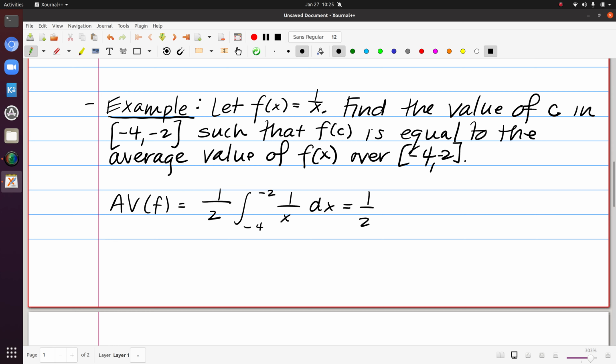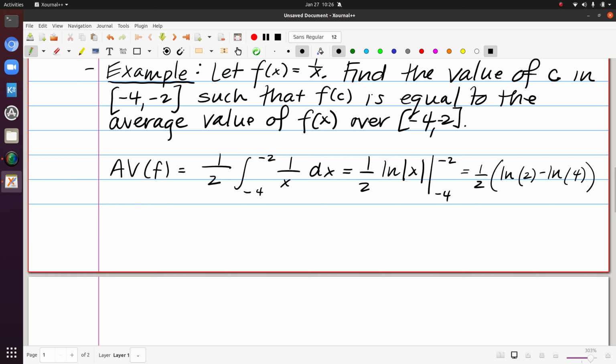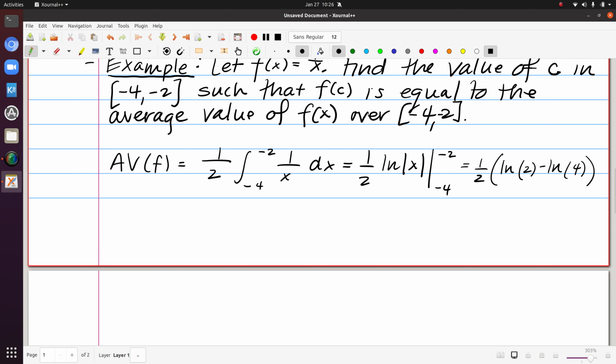Here you want to be careful and remember that the integral gives the natural log of the absolute value of x, which is important when evaluating this. And so this leaves me with 1/2 times the natural log of 2 minus the natural log of 4. For this, it's going to be a little bit easier to try to condense it.